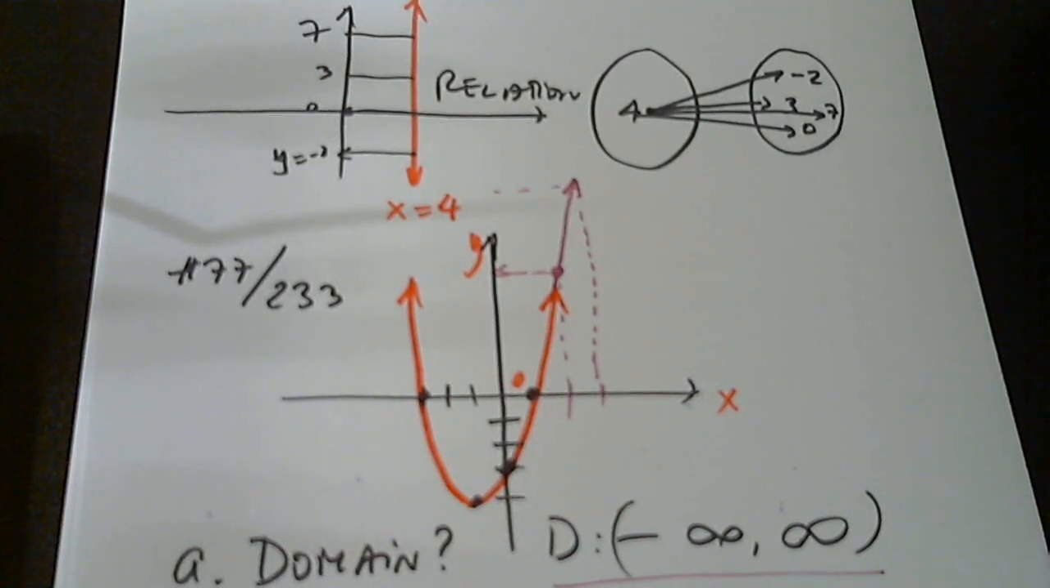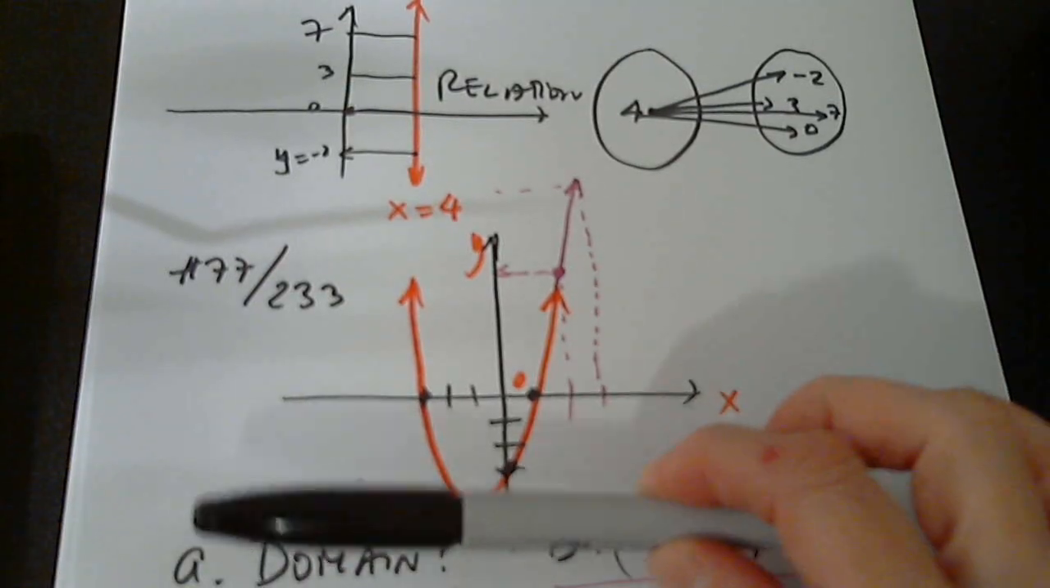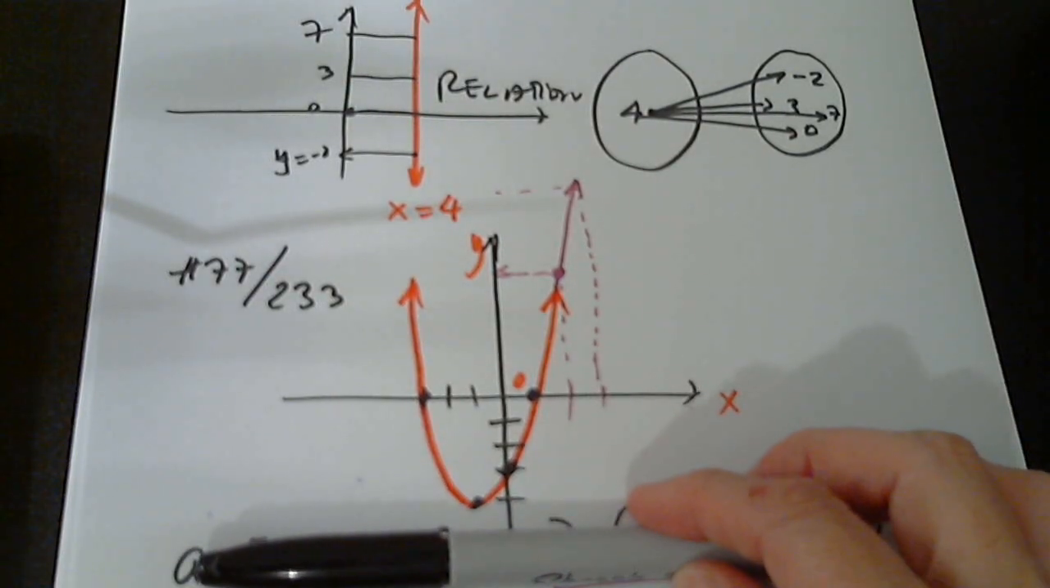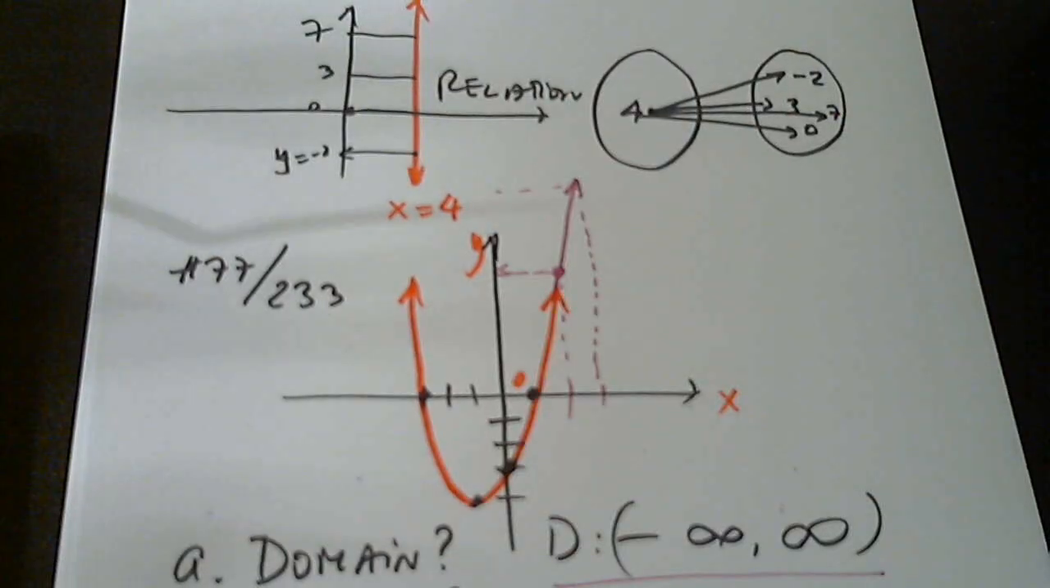Now, question part B, range. The range is read on the y-axis from the lowest y value till the largest y value. If you think that we can read better from the graph, let's do that. So we chose this graph, and we want to determine its range.